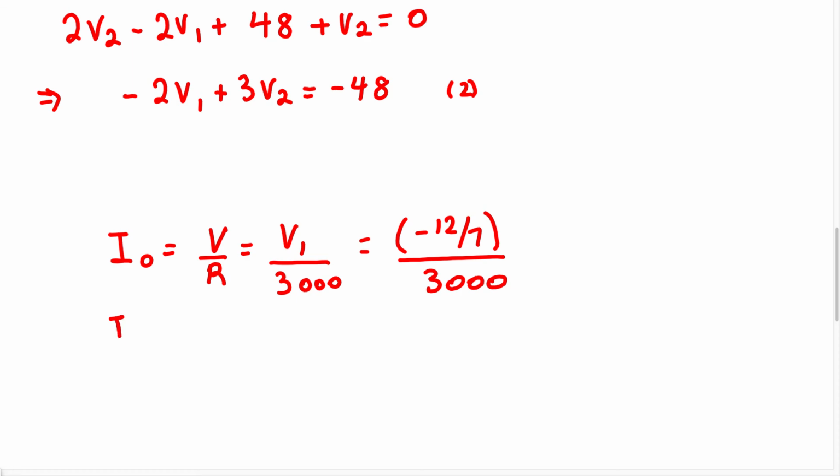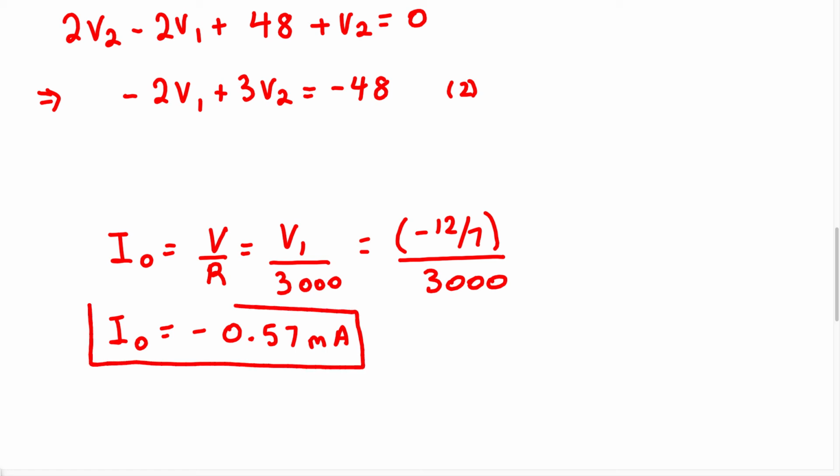So we can write this as negative 12 over 7 divided by 3000. When you put that in your calculator, IO equals negative 0.57 milliamps. So this is the value for the current IO flowing through the 3K resistor. Of course, I rounded this number a little bit, but really we got negative 1 over 1750 amps. Okay, so that's what we got.